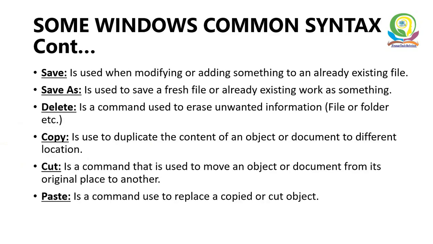Now, save is used when modifying or adding something to an already existing file. So when you create a program and realize that there are some changes that you need to make, after making the changes, we use save to apply those changes. And save as is used to save a fresh file or already existing work as something. So when you create a new work, you use the save as command to save the work. Or when you already have an existing work and realize you want to change the name of it, we can use save as, then we give the new name to it.